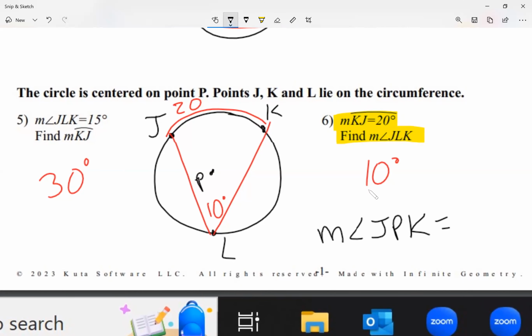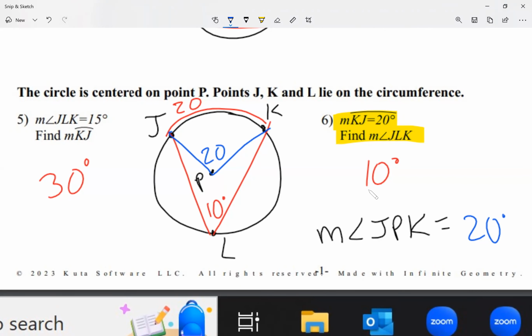You're like, well, where's that angle JPK? It's right here. Now, in this case, my angle JPK will be 20 degrees. Remember, yesterday we talked about the central angle. The degrees of the angle in the center are equal to the degrees of the arc that it makes. Yeah, this angle right here is 20.